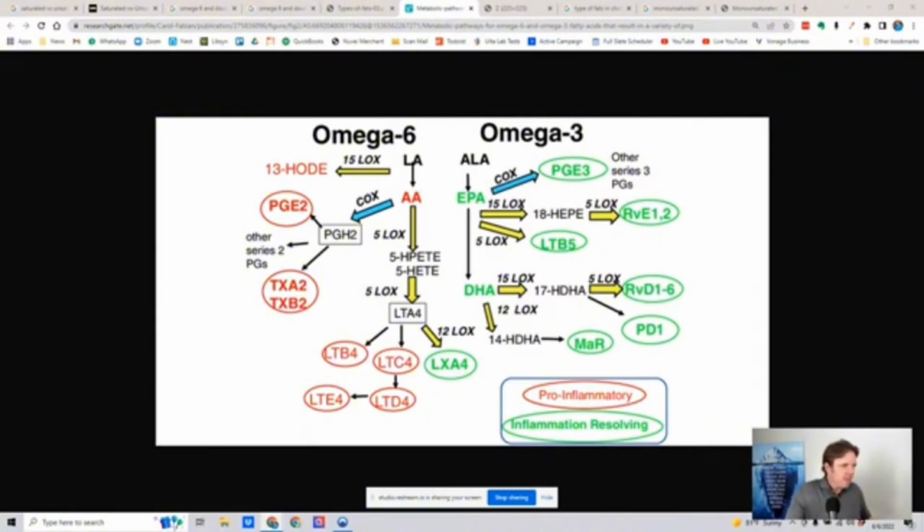Same thing with egg yolks. That's going to definitely have some omega-3 there and some DHA, EPA in the egg yolk. So that's going to actually support more of that anti-inflammatory side. So I hope that makes sense there.